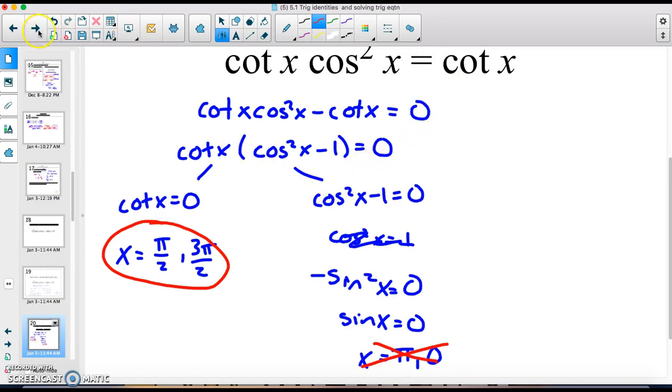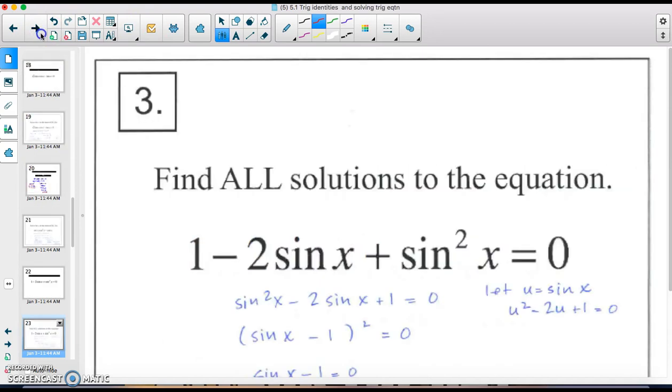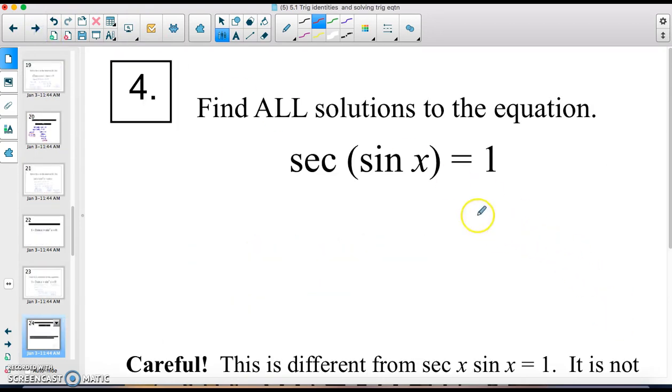All right, let's skip to number 4. On number 4, this looks pretty wonky. So I'm going to use that useful u substitution again. So I'm going to say u equals sine x, and I'm going to plug in that u for sine x. So I'm going to have secant of u equals 1.